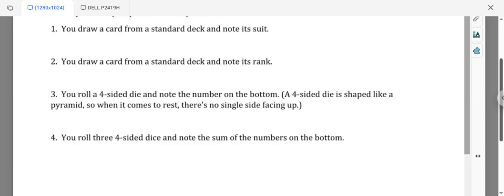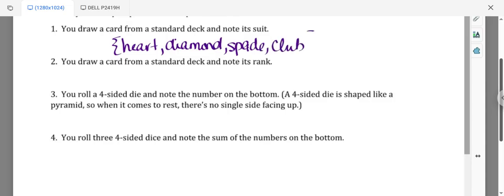So on the first one, you can either draw the images of the suits. So draw an image of a heart, a club, a spade, a diamond, or list them out. Either way. Any of those are fine. So you either say them, list the names of them, or draw the images of each of them. That's fine.